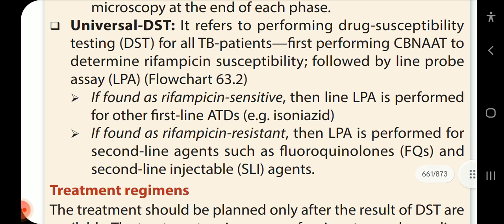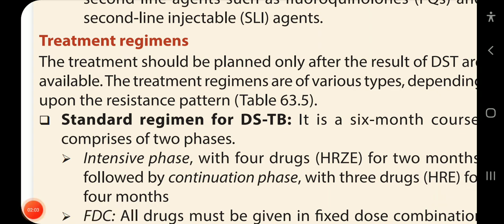Universal DST refers to performing drug susceptibility testing for all TB patients, first performing CBNAAT to determine rifampicin susceptibility, followed by line probe assay, LPA. If found rifampicin sensitive, then LPA is performed for other first line ATDs, for example isoniazid. If found rifampicin resistant, then LPA is performed for second line agents such as fluoroquinolones, FQs, and second line injectable, SLI, agents.